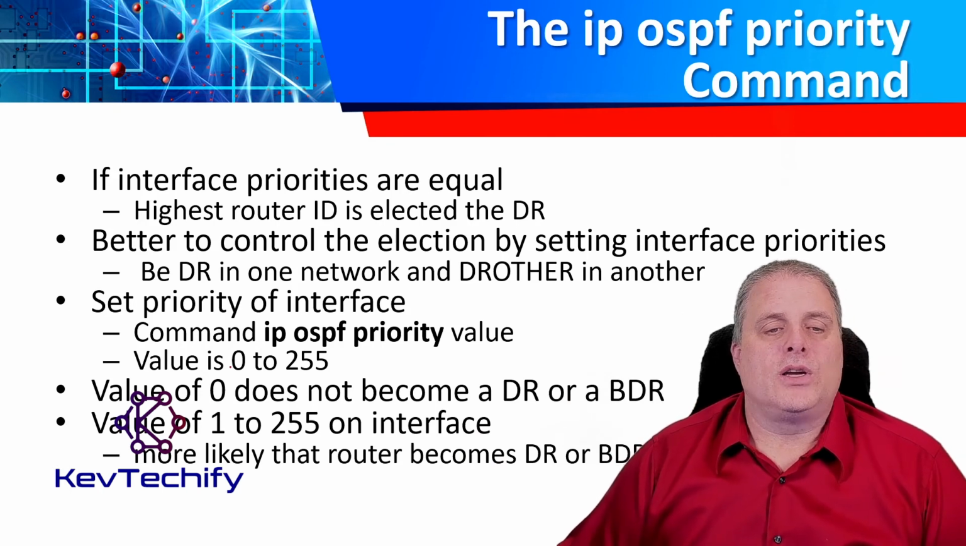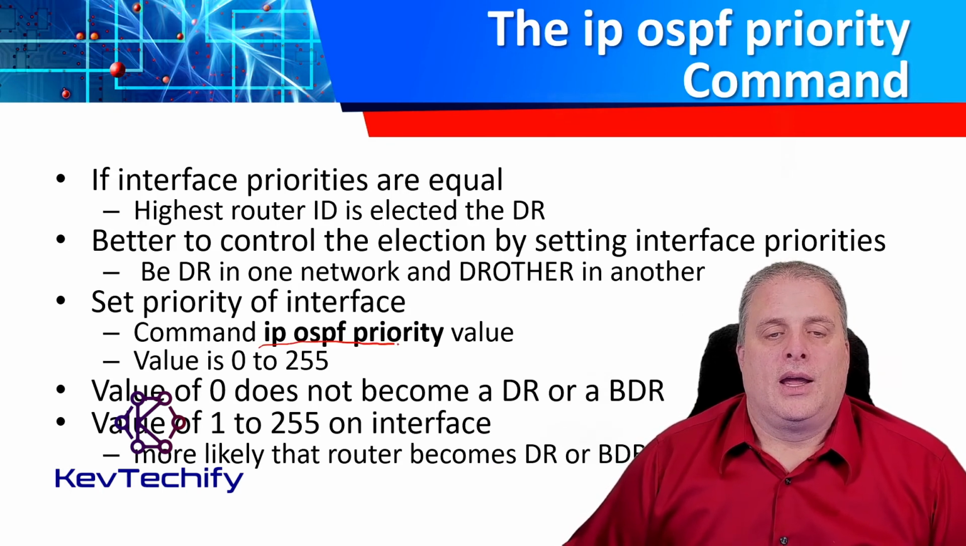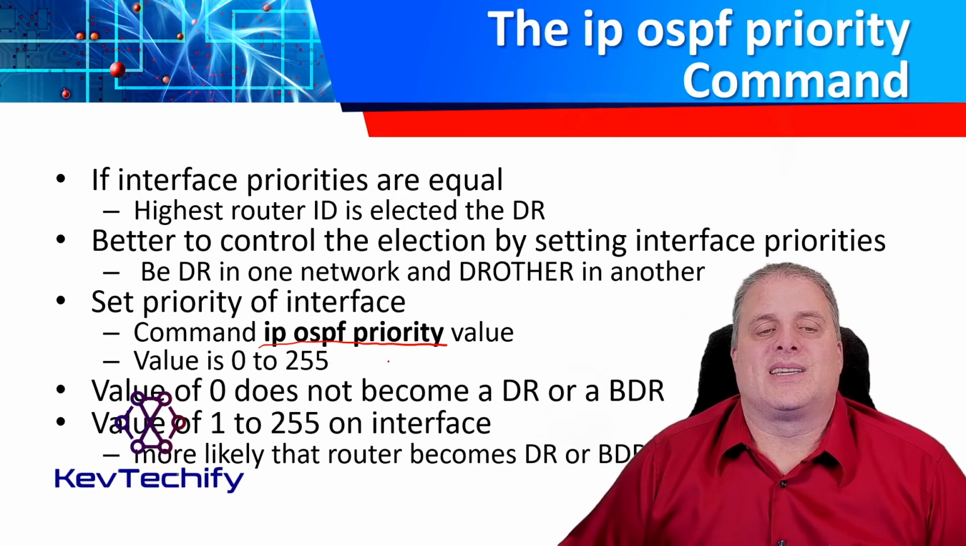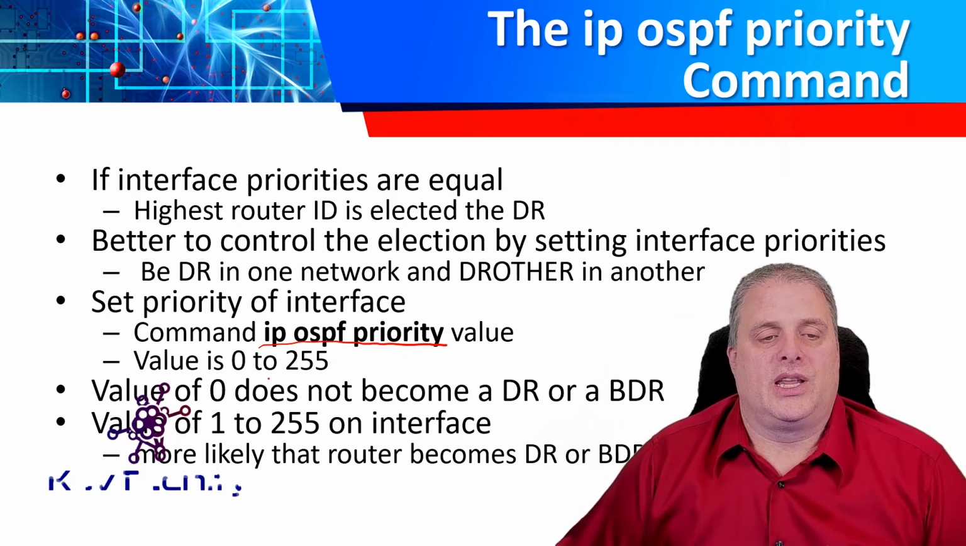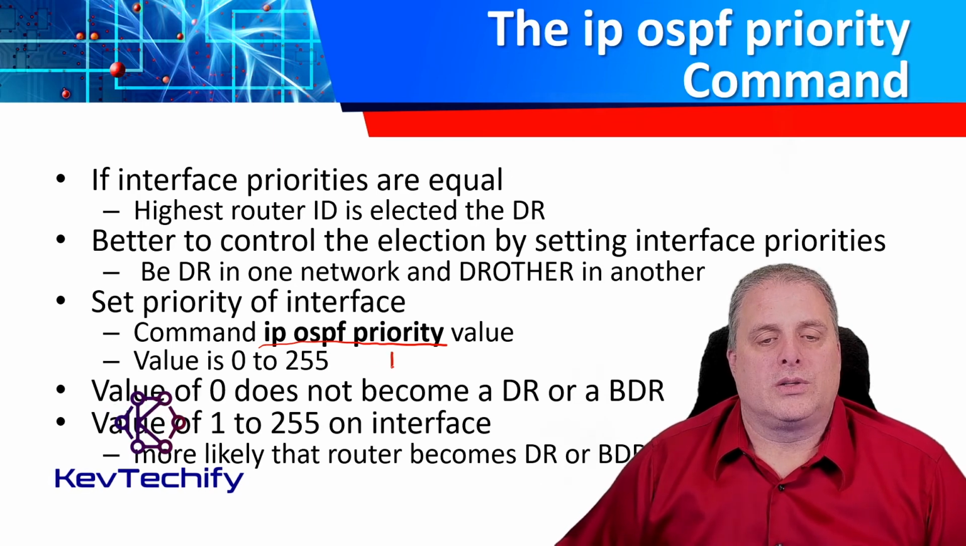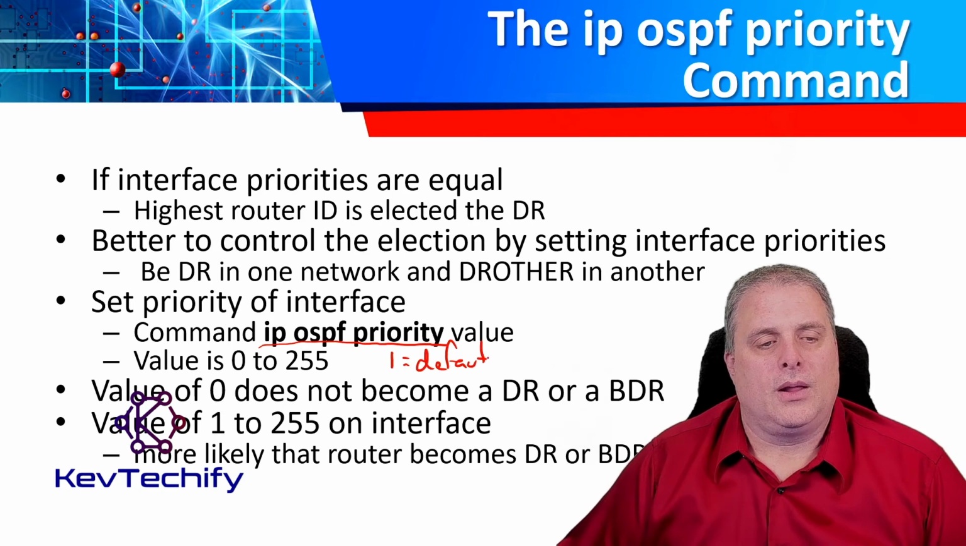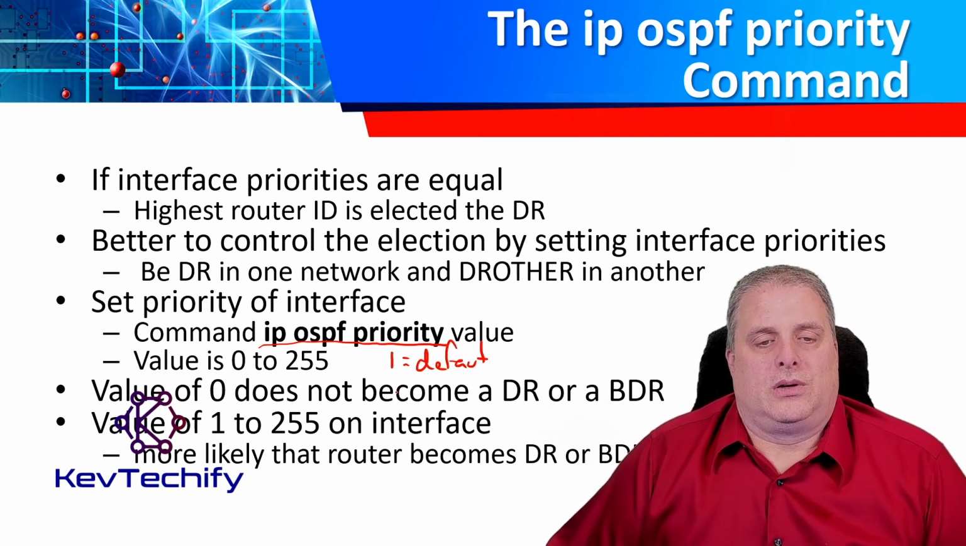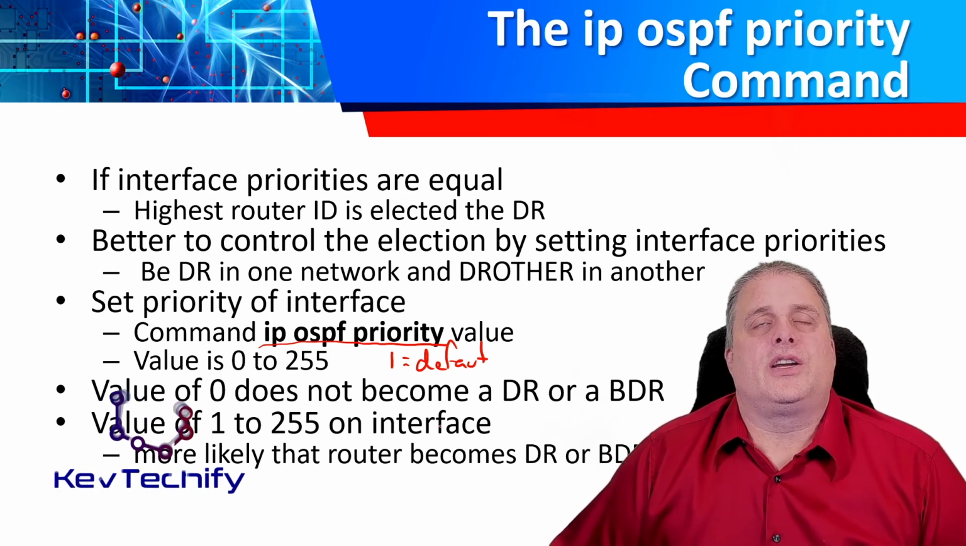To set your priority, we use the ip ospf priority command. That's a value between 0 and 255, 256 possible values. The default is 1.